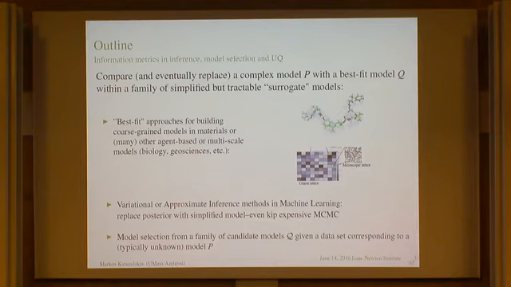Similar questions come up in variational inference. We'll see what that is, in case you've not seen it before. In machine learning, instead of doing Bayesian statistics straight up, you get rid of the posterior and approximate it with a simplified model, and you do MCMC on that. And of course, there is lots of work on model selection based on data. A lot of this work is also done in biological applications.